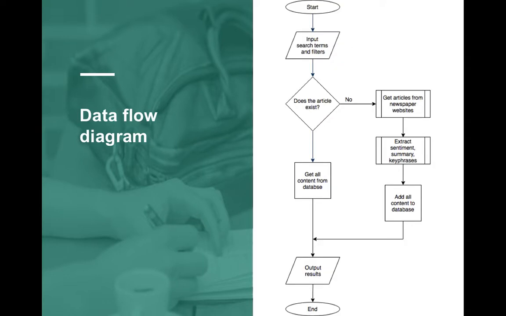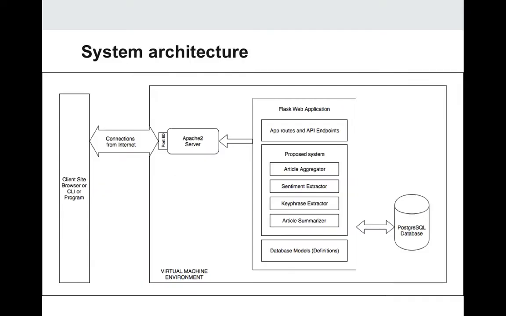Data flow inside the system is very simple. Once it accepts the input search terms, it first searches in the database to check whether or not the same articles that are being scraped exist in the database. If so, it just gets those content and displays it to the user. If not, if the data doesn't already exist in the database, it then processes the article to get the sentiment, then gets the summary, and then finally gets the key phrases. And then it adds everything to the database and then finally displays the output.